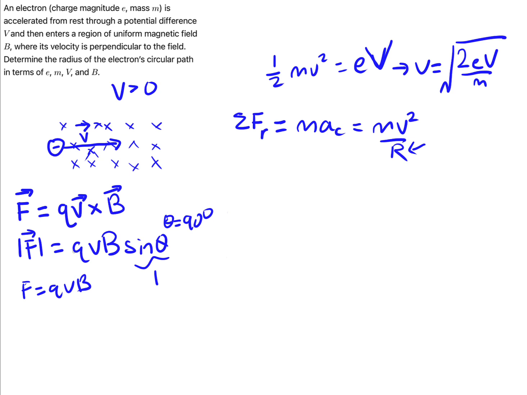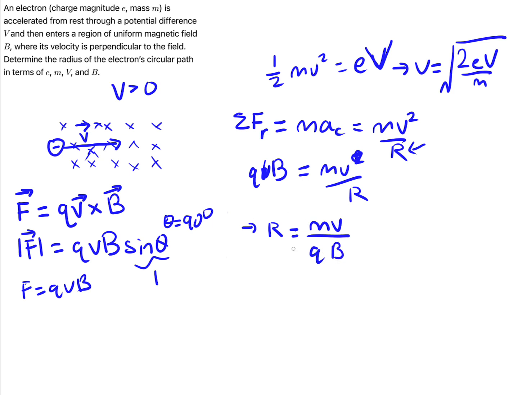And this is the only force in the radial direction. So we can just plug this in for the total forces. So we have that QVB equals mv squared over r. Now, we can simplify and rearrange this. So the square cancels with this v. And then if we solve for r, we get that r is equal to mv over qB.